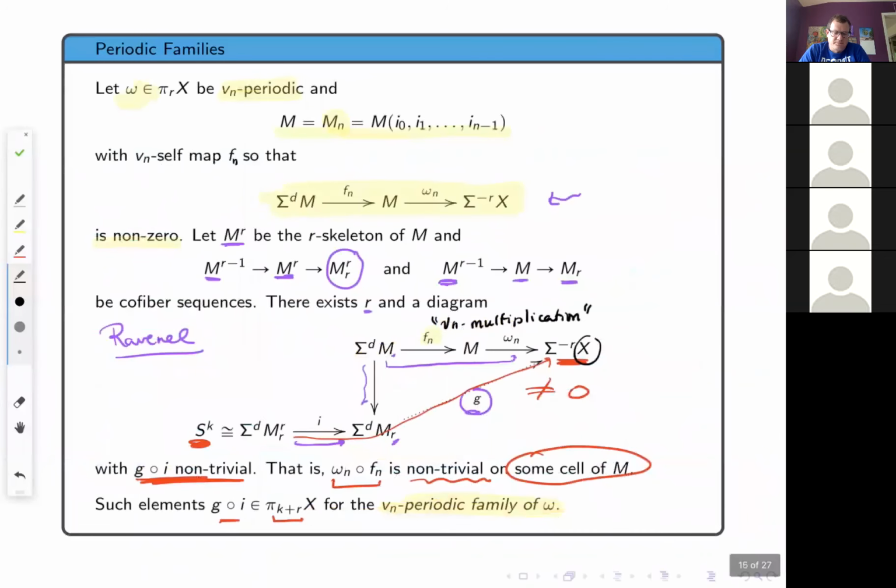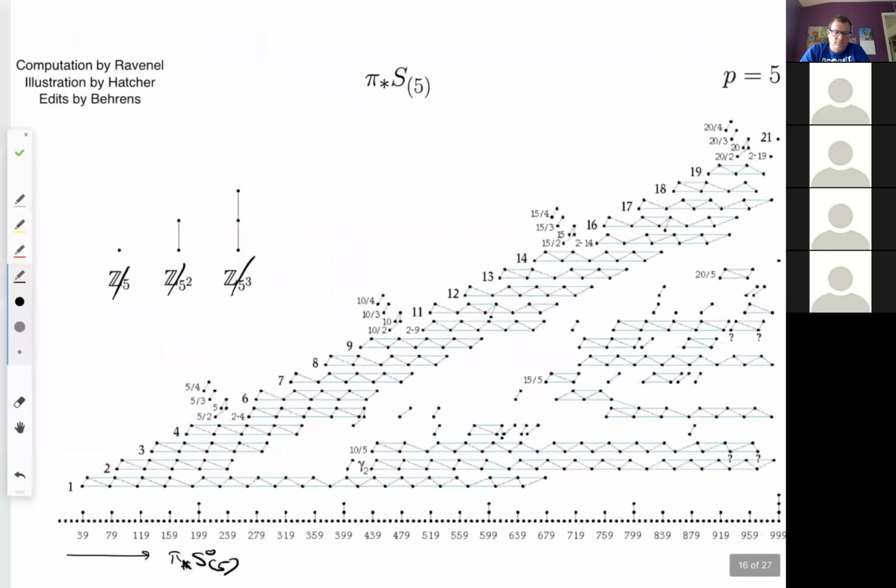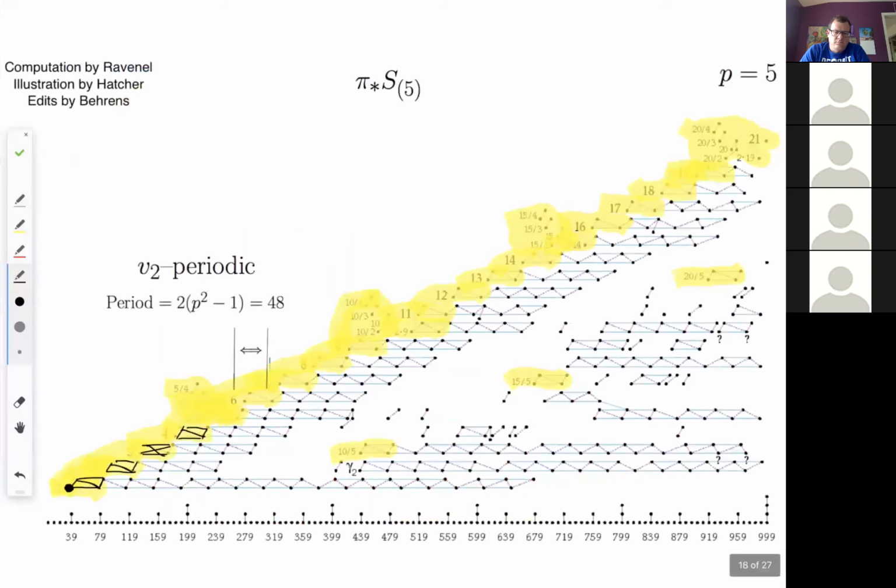It's supposed to be V2 periodic, so I'll have a type 2 spectrum in this picture. Then you look at which cells it extends to, and then you do this composite here, and then you can repeat. You can take F and F squared, F cubed, F to the fourth, and you get a family of elements in pi k plus r, which people call the Vn periodic family. So he's highlighting the repeats. Did that answer the question? Yep. These are repeats of this, but then the period is longer.